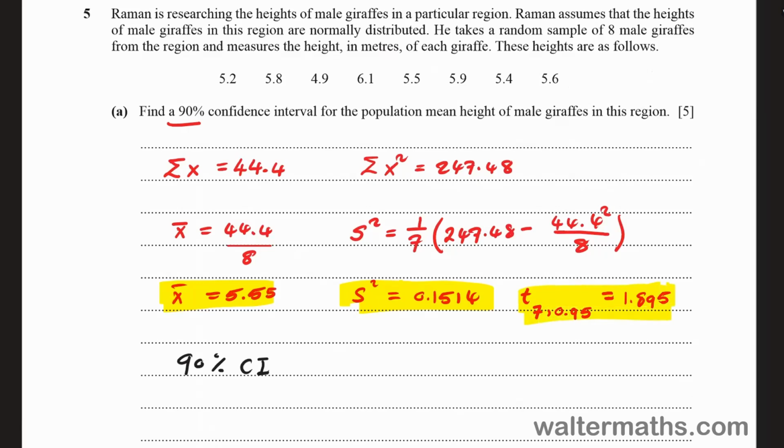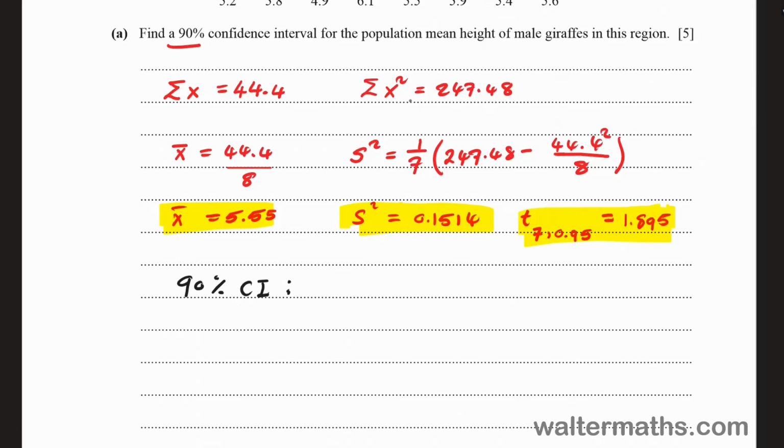All right, so the 90% confidence interval is calculated as x bar, which is 5.55, plus or minus the critical t value, which is 1.895, times the square root of s squared, which is 0.1514, over n, which in this case is 8. So that's what we'll be having. All right, so we will now get the interval values.